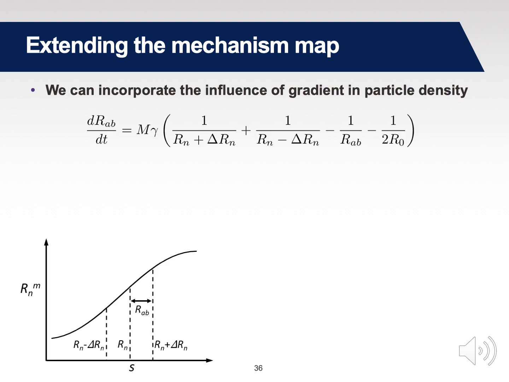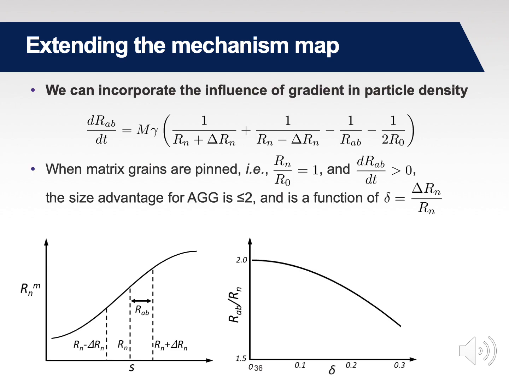And so the first three terms here are due to capillary pressures. The last term is due to the influence of the local particle density. And so we can consider the case when the matrix grains are pinned, which allows us to substitute in for Rn, which is a normal grain size, in terms of the pinned grain size, which is R naught, and identify when an abnormal grain should grow when you have this gradient in grain size.